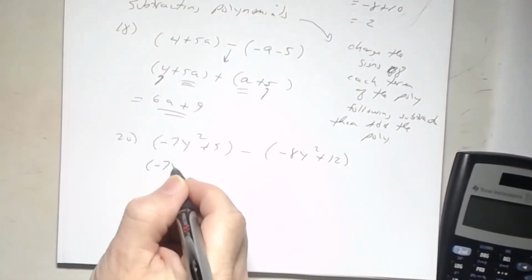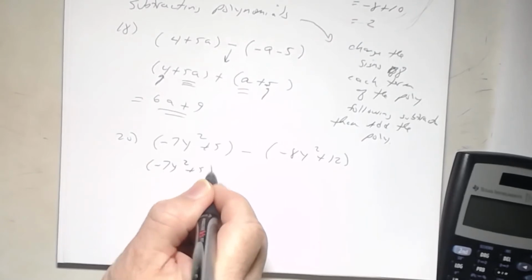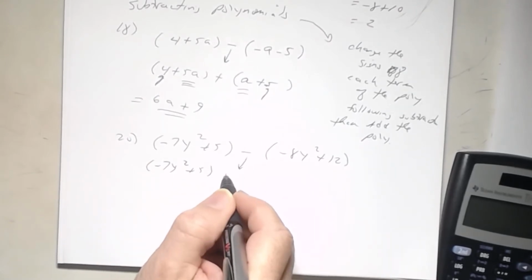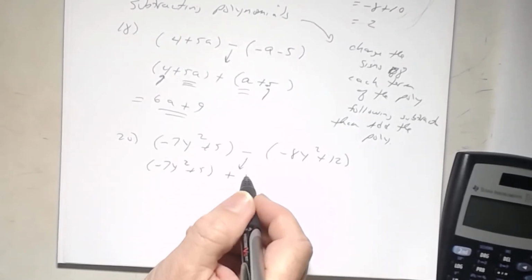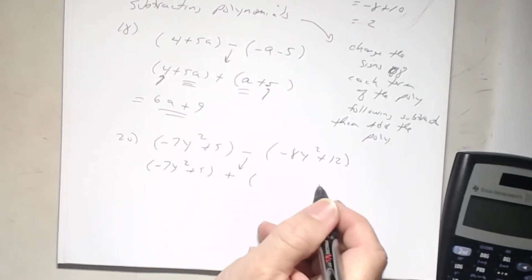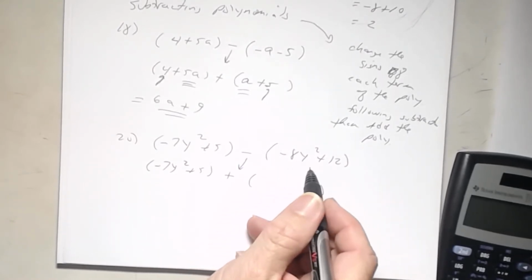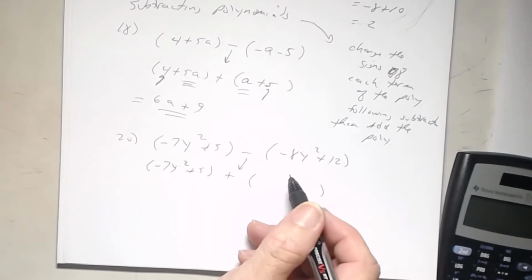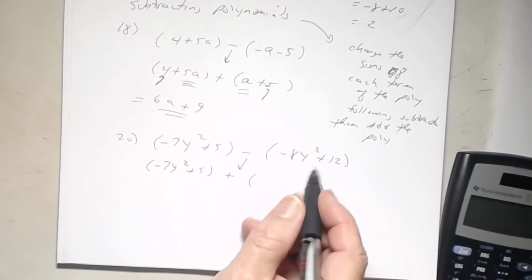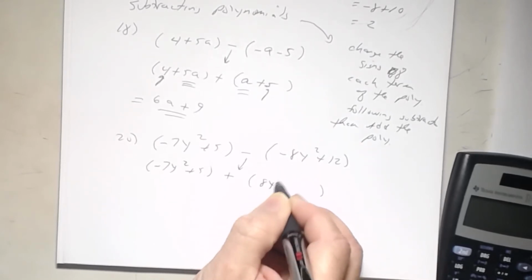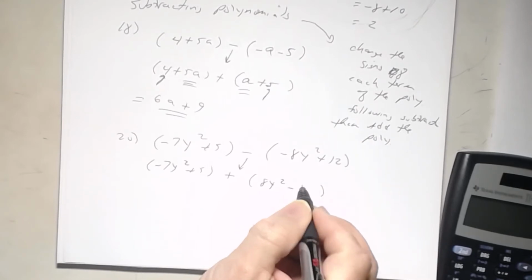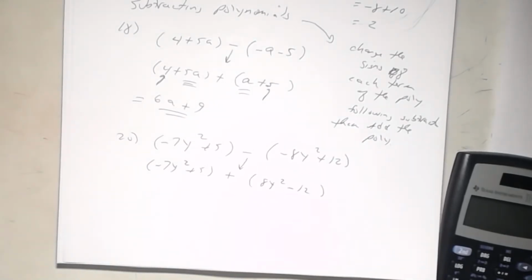So this is going to be negative 7y squared plus 5 in parentheses. Now this subtraction becomes what? Addition. So remember the phrase, add the opposite. So for the terms inside this parentheses, take the opposite. What's the opposite of negative 8y squared? 8y squared. What's the opposite of a positive 12? Negative 12. And now you add them.